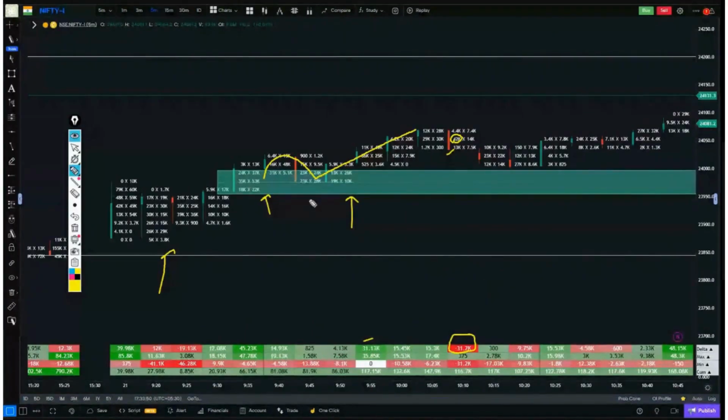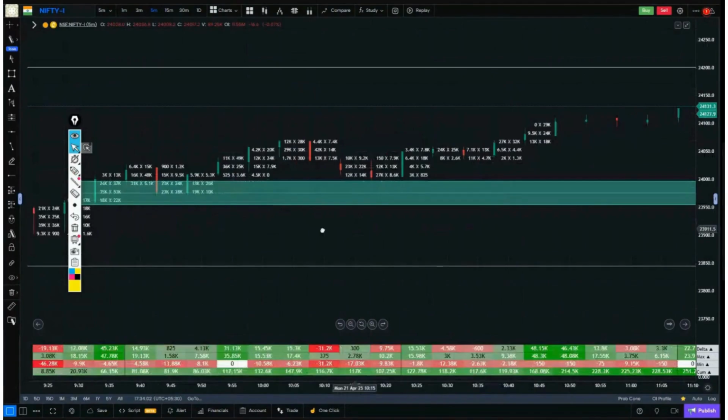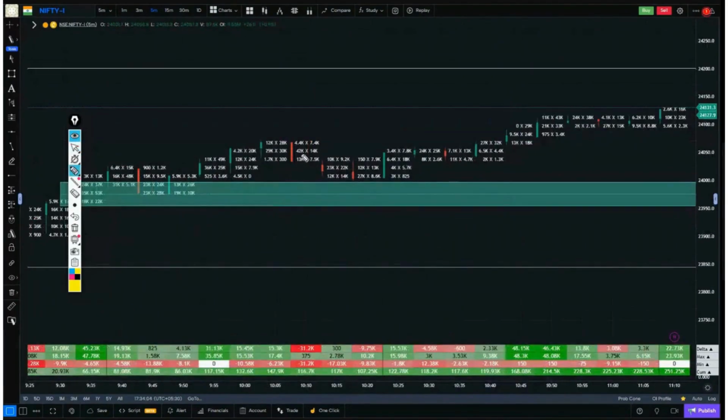So until the market breaks this buying zone, simply understand that no bearishness was observed. Did selling come in? No significant amount of selling came in. But what happened here? Now, look here.